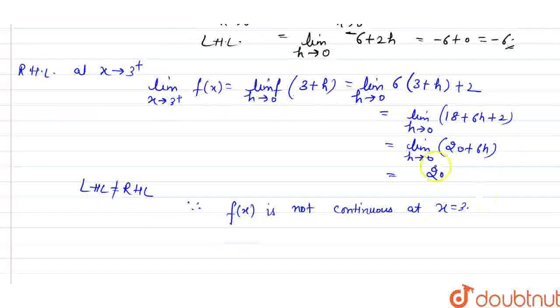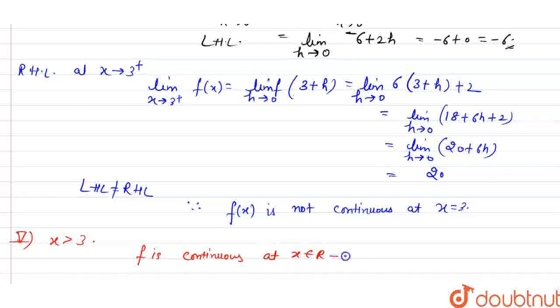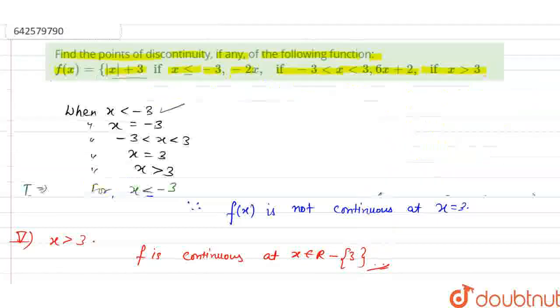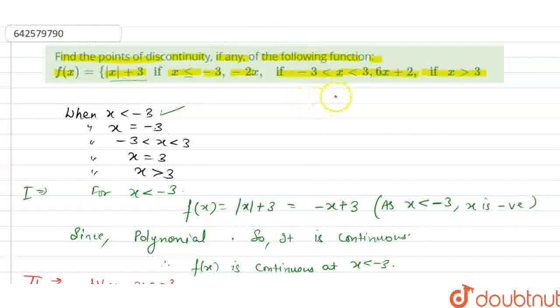Now our last case is when x is greater than 3. Then f is discontinuous at only x equal to 3. Thus f is continuous at all real numbers except 3. f is continuous for x belonging to real numbers except 3. That's all. And from here we have that the point of discontinuity: f(x) is discontinuous at x equal to 3. That's our answer. Thank you.